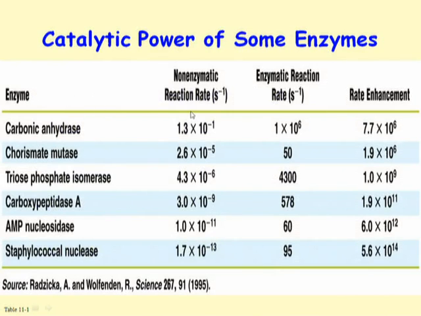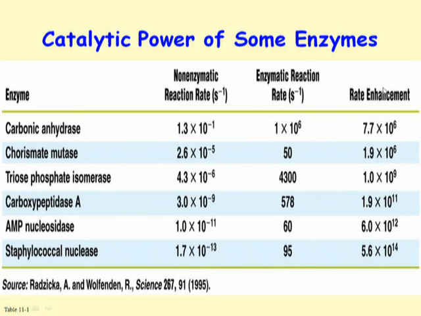This table shows some of the catalytic constants for some of the enzymes and is compared with the non-enzymatic reaction rate. So the non-enzymatic reaction rate, given in terms of per second, that is the number of molecules converted from reactants to the products per second, is given in this column here, and this is the similar unit expressed when the enzyme, or the biological catalyst, is added into the system.